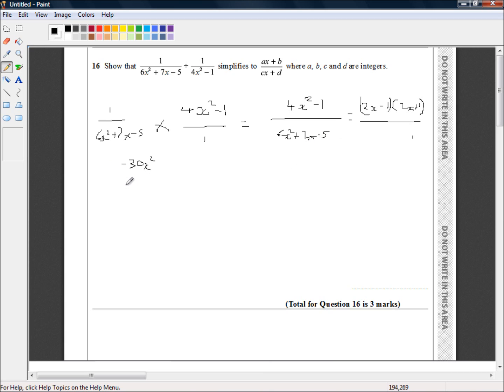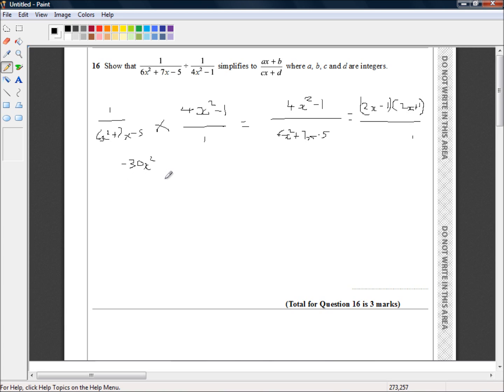So I'm taking my minus 30x squared and I'm going to break that up. So I've got minus 30x times x. Well, that's going to make, when we add them up, minus 29. So that's not going to work. And then I can swap the minuses around and I can get 30x times minus x, and that again is going to make positive 29, and that's not going to work.